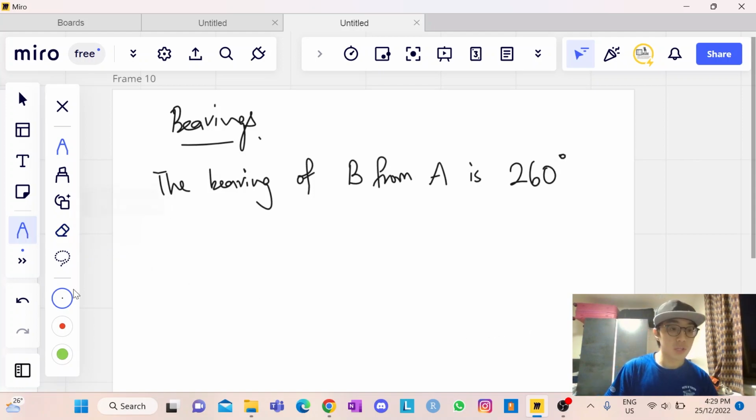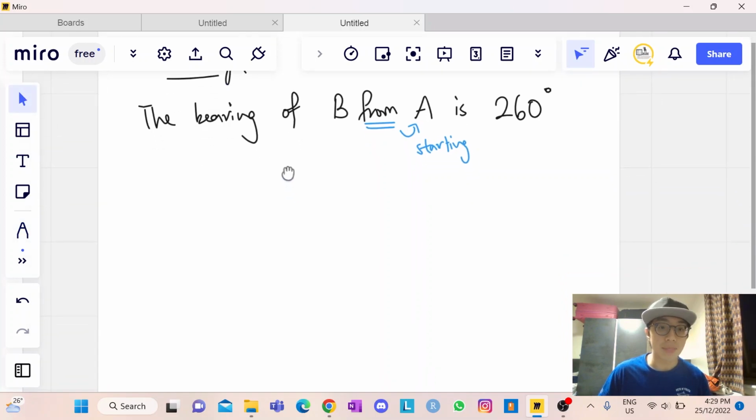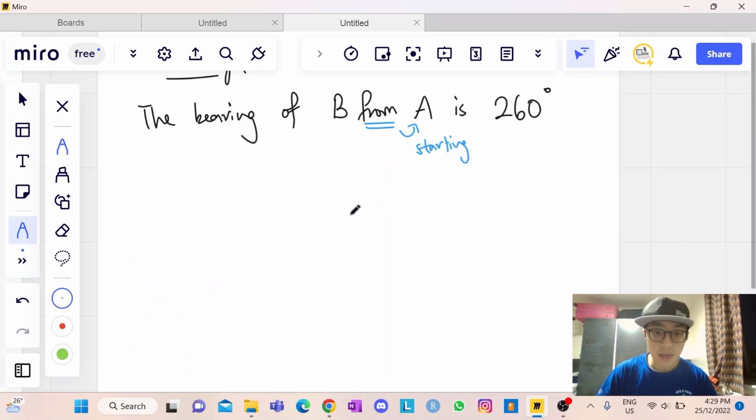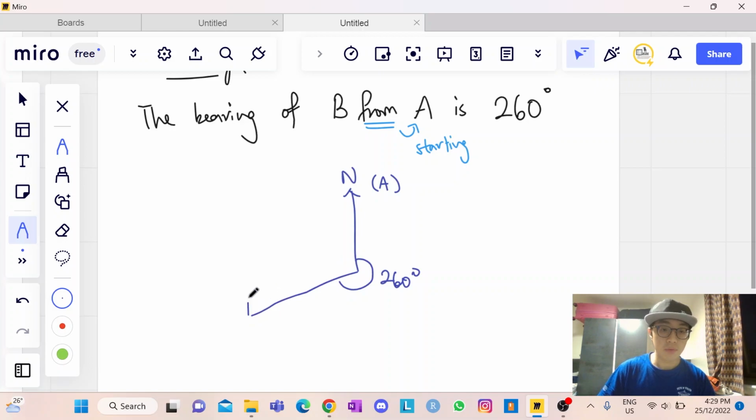There is one important thing to look for, which is the word from. The thing after from is the starting point. If you are to sketch according to what they say here, then A is pointing upwards north, and this is A. It will go from north clockwise 260 degrees, and then this will be B, pointing north also, and this is B.